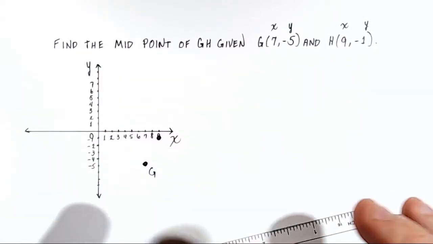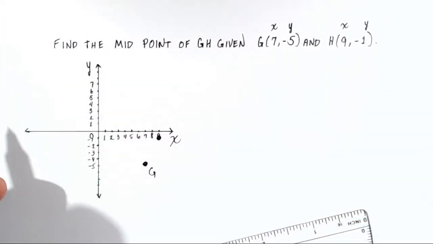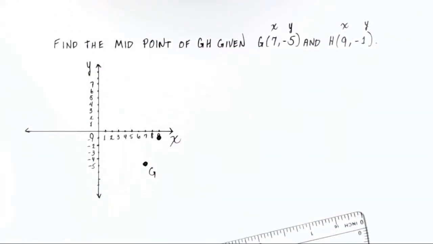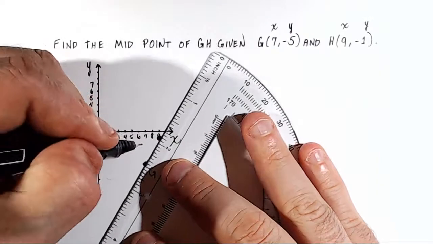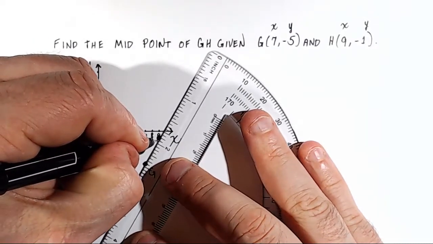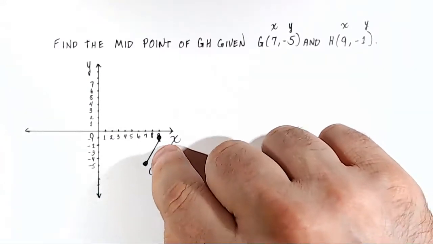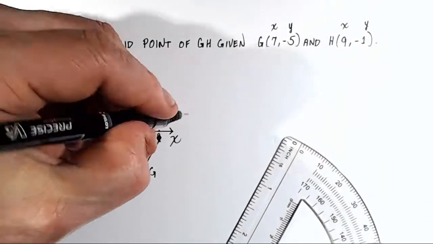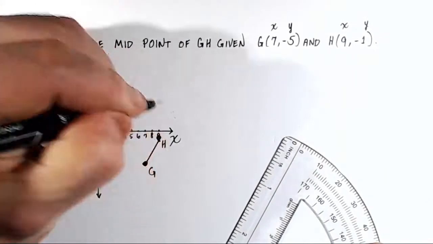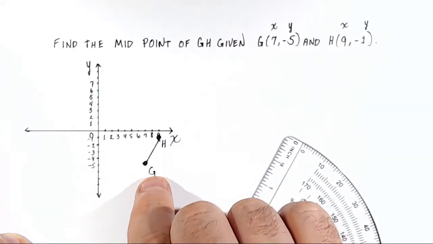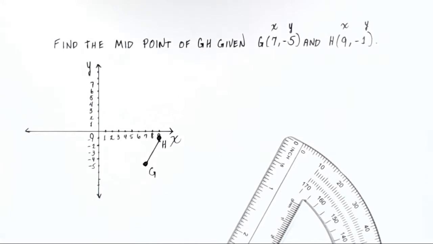Okay, so in a two-dimensional coordinate plane with y as the vertical axis and x as the horizontal axis, what we are attempting to find is the midpoint in this segment right here. We've got to label this H. So we want to find half the distance between G and H. Well, how do we do that? We didn't really do this in algebra, so let's do it now.